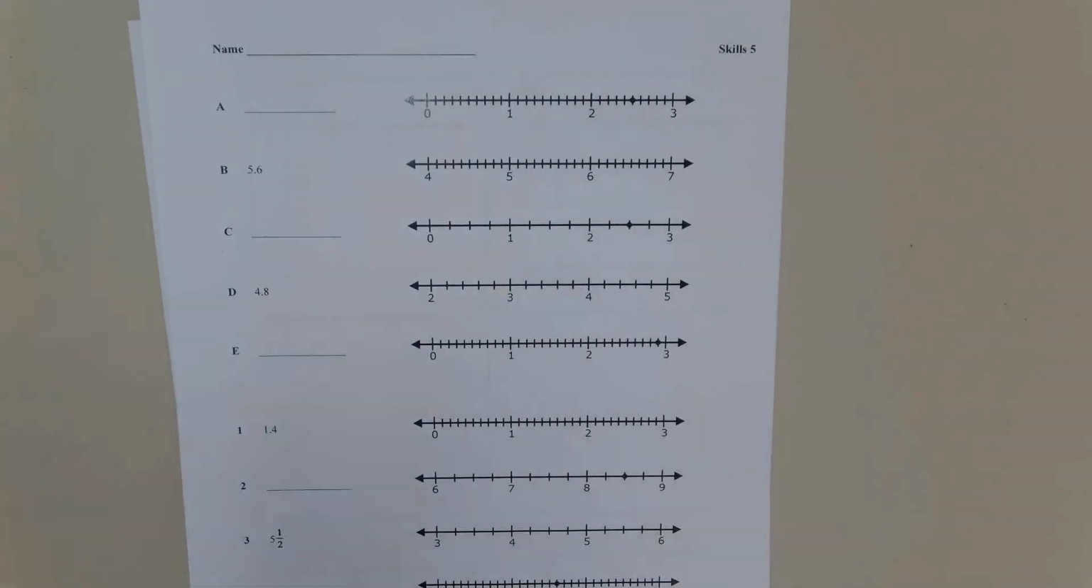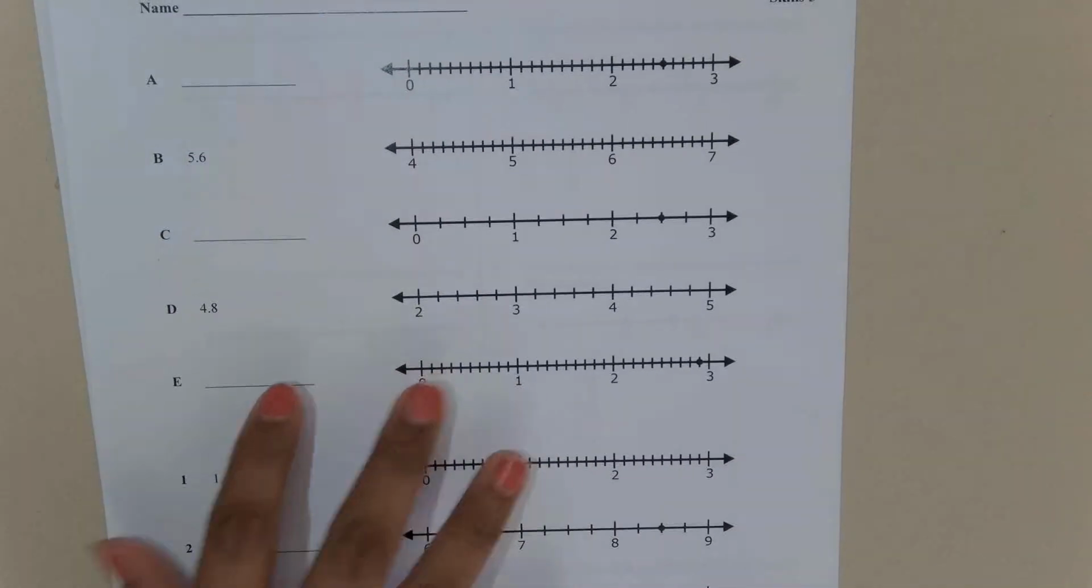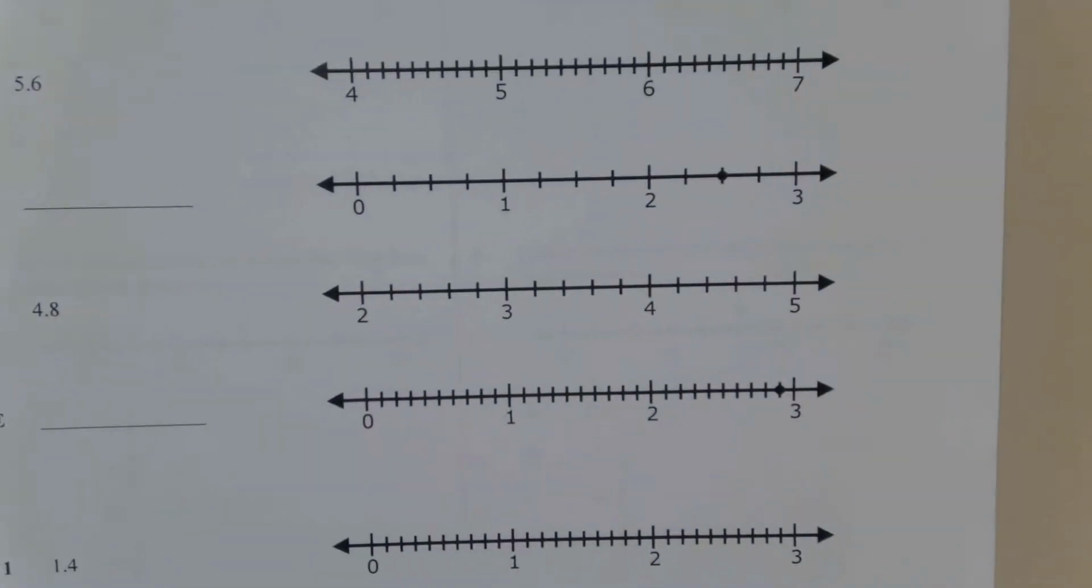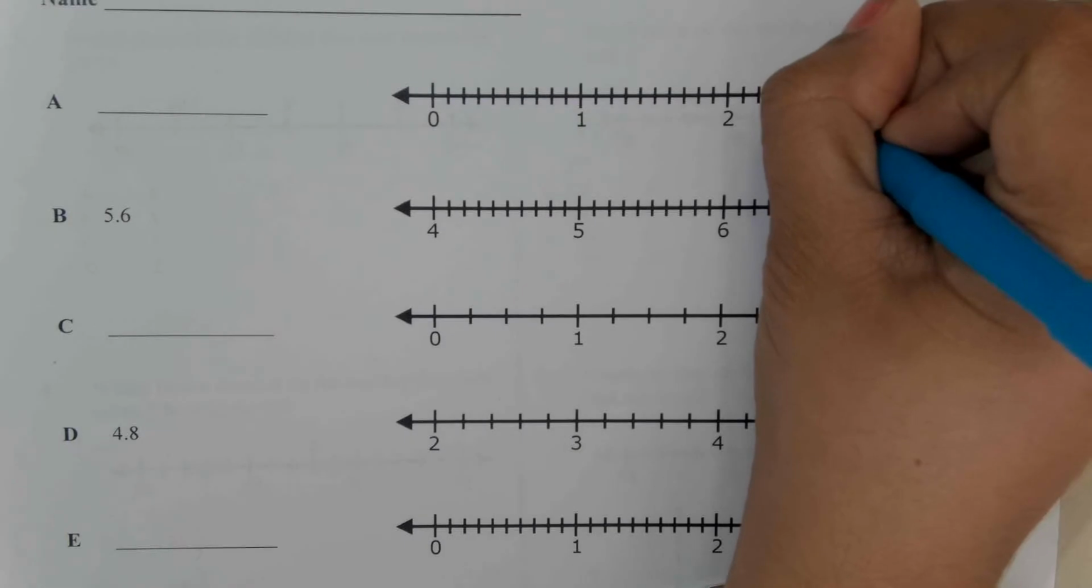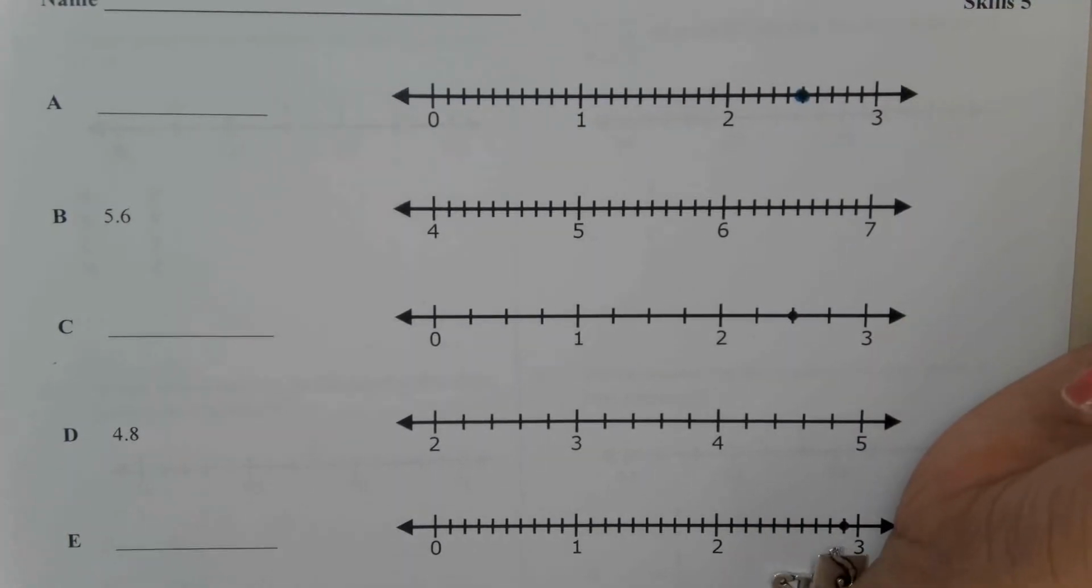Ahead and go over skills number 5. So here we have a number line and we have points. So here is letter A. And we want to figure out where our point is. So right here is where it's located and we want to find the point.